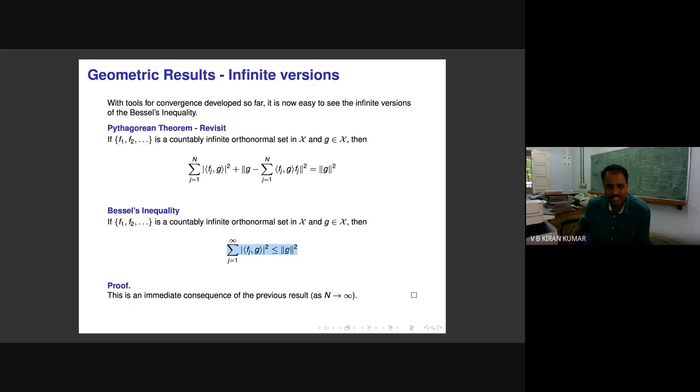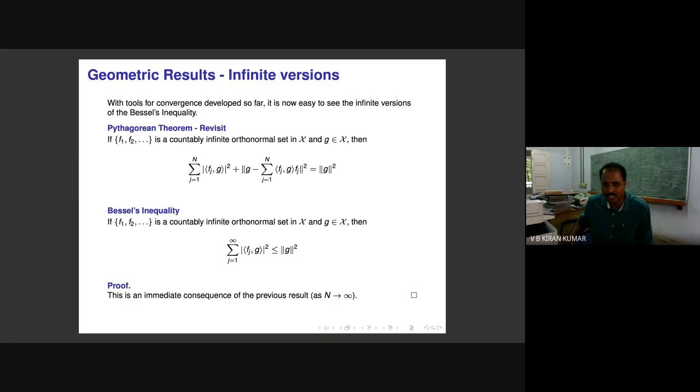Equality holds here means that as n tends to infinity, the first term and the term on the right-hand side become equal. That means as n tends to infinity, this second term goes to 0. What is the meaning of that? The norm of g minus the sequence goes to 0 as n tends to infinity. That means this sequence converges to g.